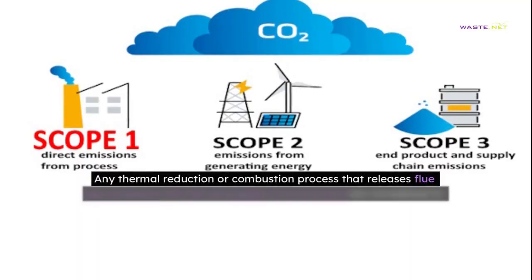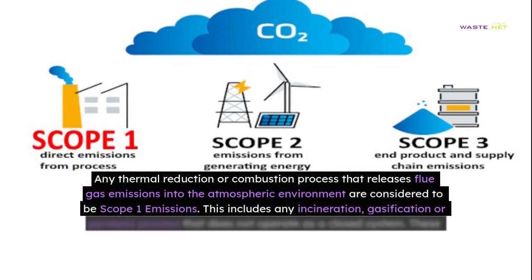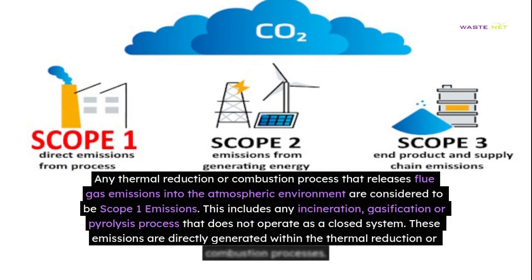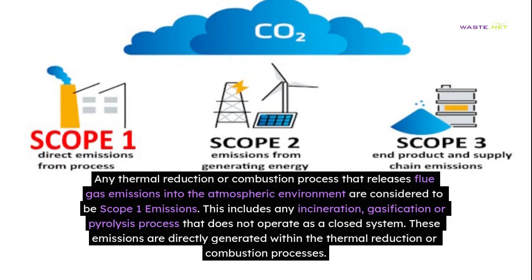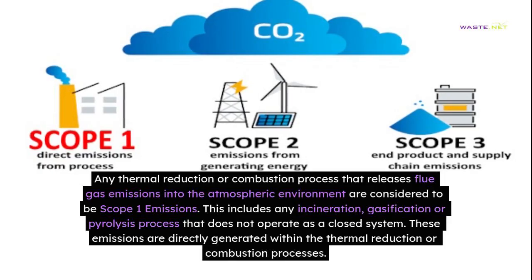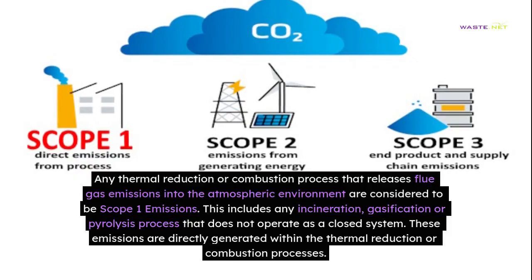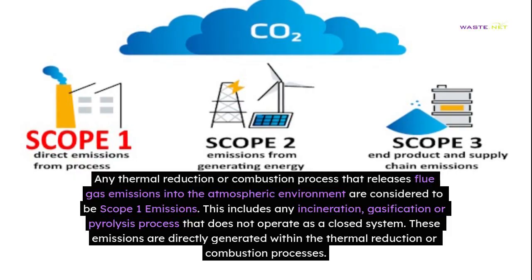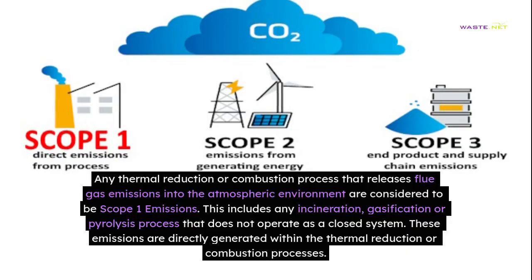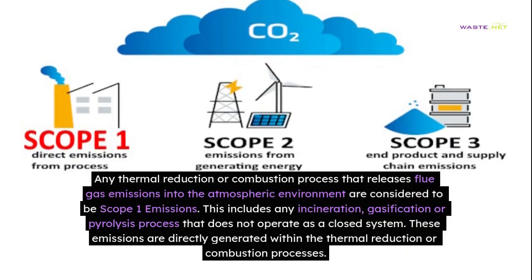Any thermal reduction or combustion process that releases flue gas emissions into the atmospheric environment are considered to be Scope 1 emissions. This includes any incineration, gasification or pyrolysis process that does not operate as a closed system. These emissions are directly generated within the thermal reduction or combustion processes.